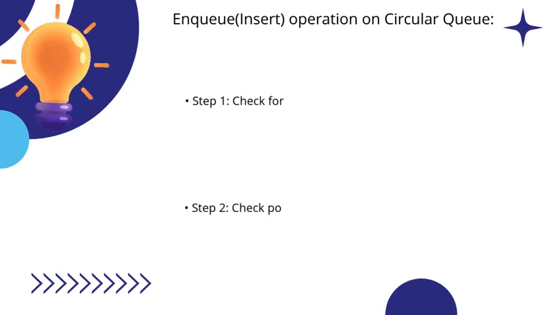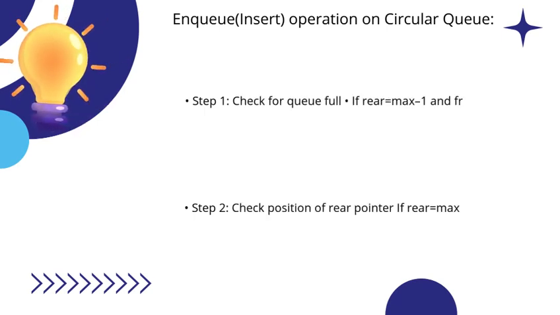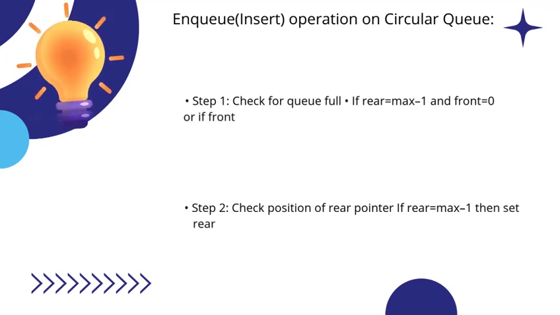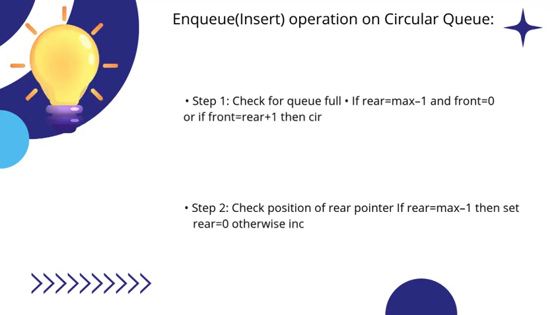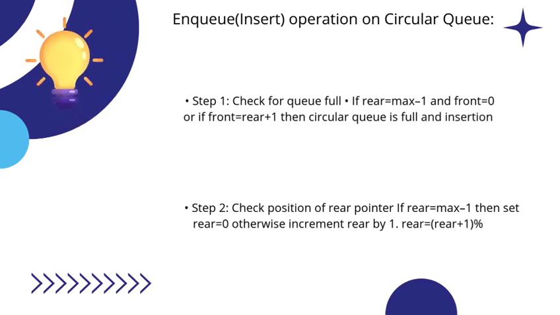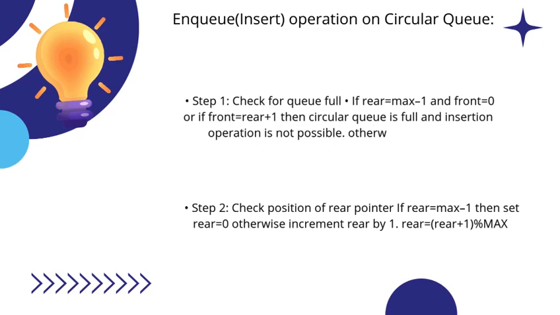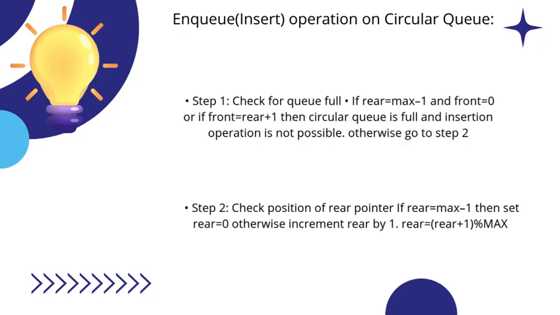Insert operation on circular Q. Step 1. Check for overflow. If rear equals max -1 and front equals 0, or if front equals rear +1, then circular Q is full and insertion operation is not possible. Otherwise, go to step 2.